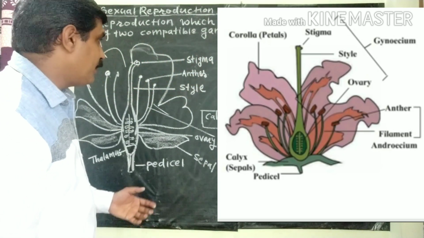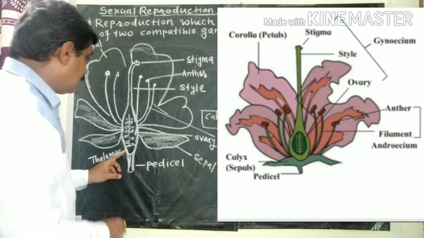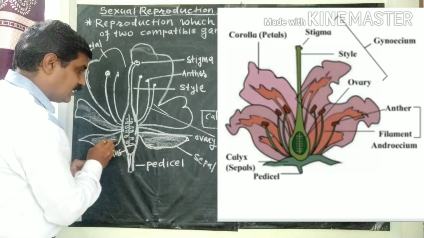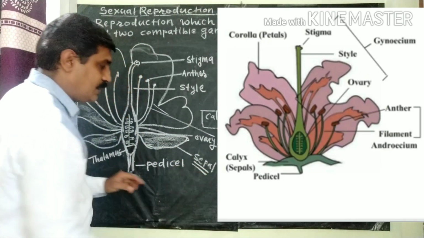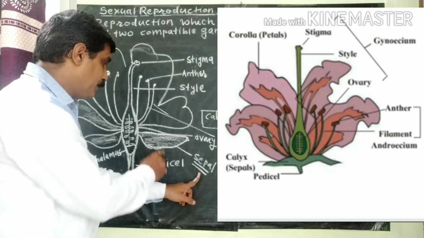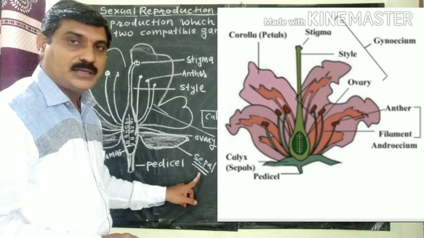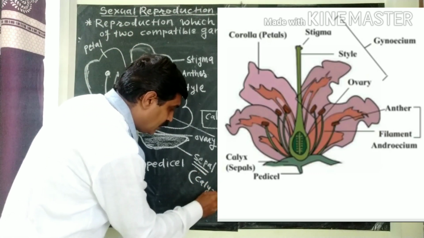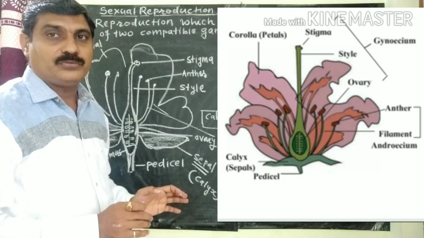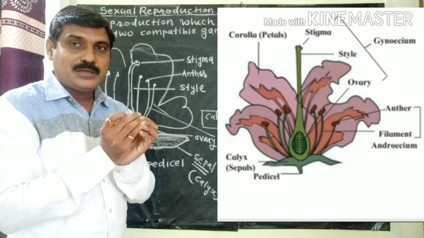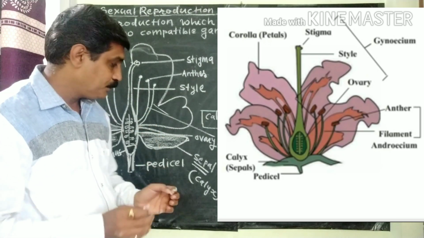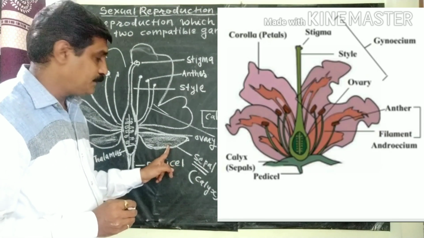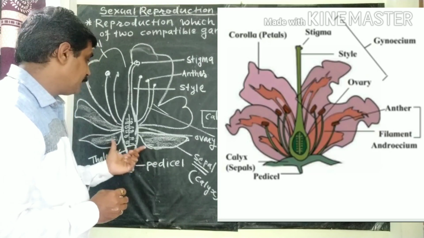Then let us discuss the accessory whorl. First of all, the calyx. This green part is made of sepals. Individually this part is known as the sepal, but collectively it is known as the calyx. The role of the calyx is to protect the inner whorls during the bud condition of the flower. Since it is green, it also undergoes photosynthesis. So these are the sepals.